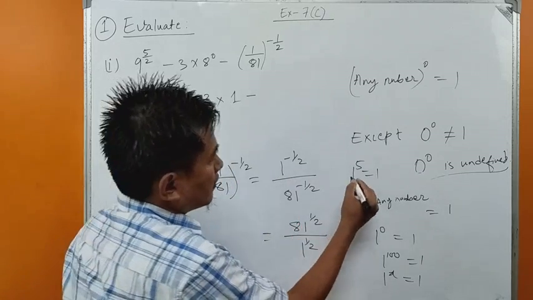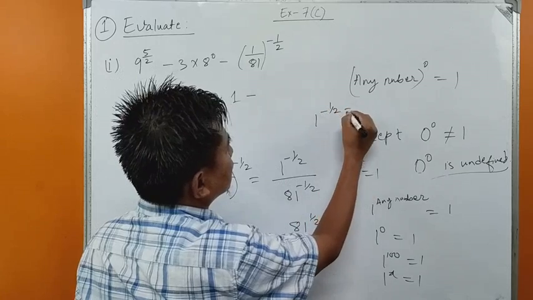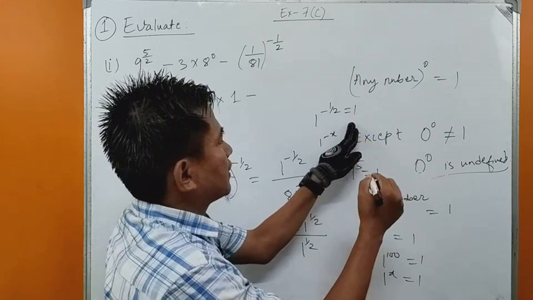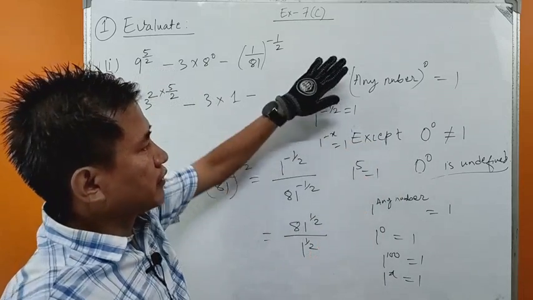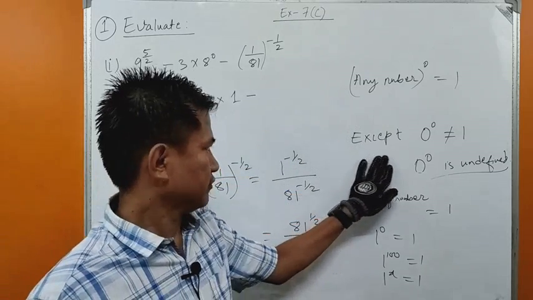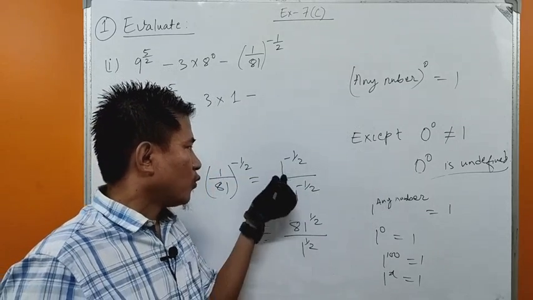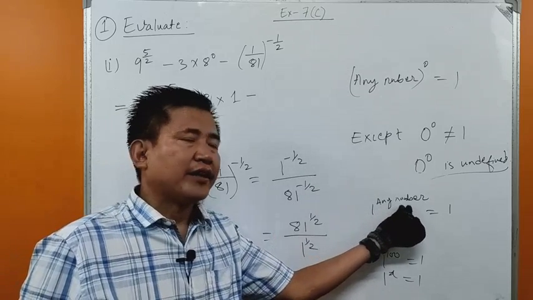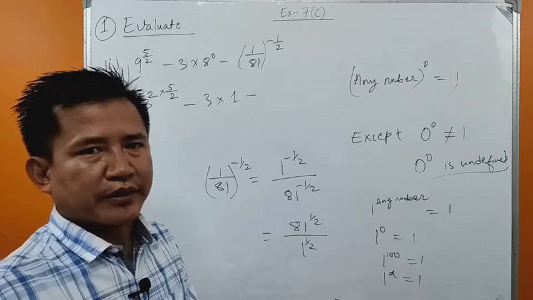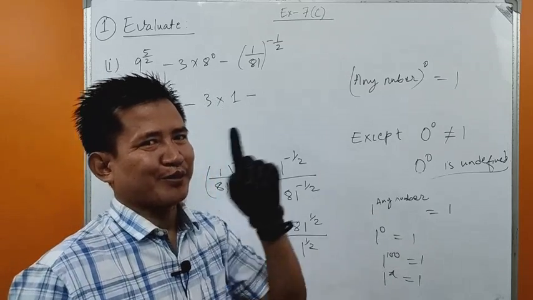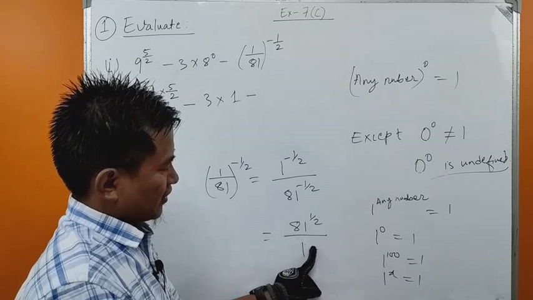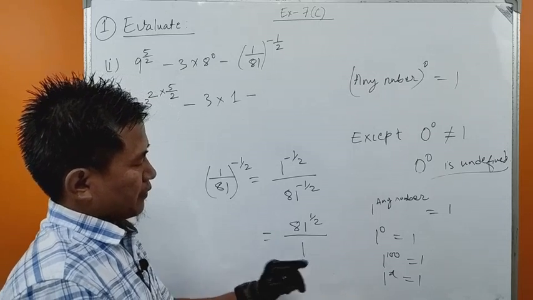So 1 to the power minus also: 1 to the power minus 1 by 2 is 1, and 1 to the power minus x equals 1. Whether it is a positive number or negative number, a fraction or a whole number, whatever be the power, 1 to the power any number is always 1. So 1 to the power minus half is 1 actually, and we don't need to write this. 1 to the power half is also 1.